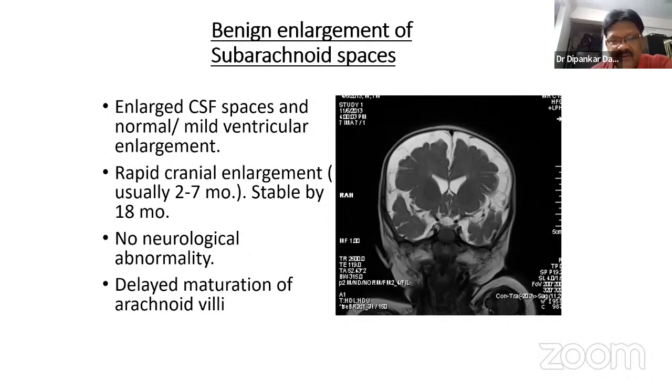But often it is a point of concern for the parents, so they come to us. We have to follow up if there is no neurological abnormality. What we find in MRI, you can see, are large subarachnoid spaces and mild dilatation of the ventricles. These 2 things are there, and you should rule out any parenchymal lesion.